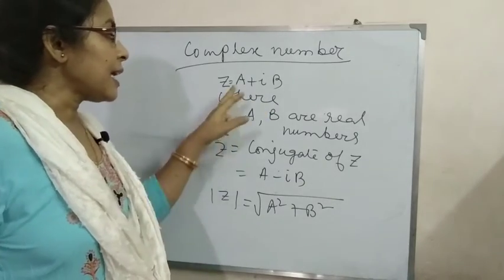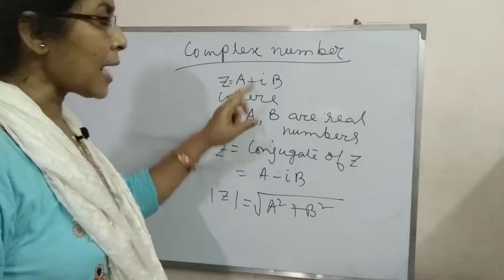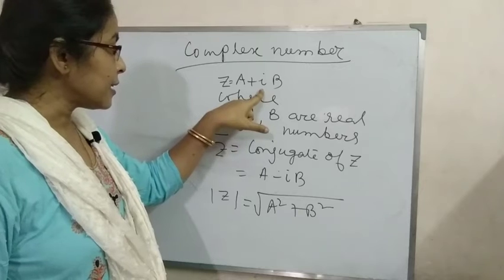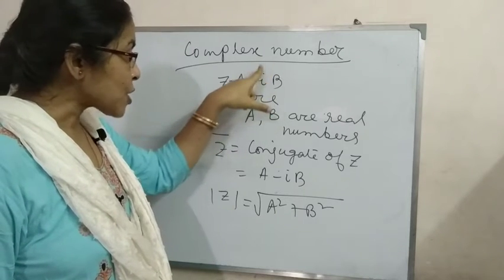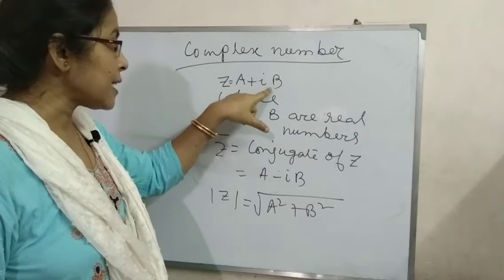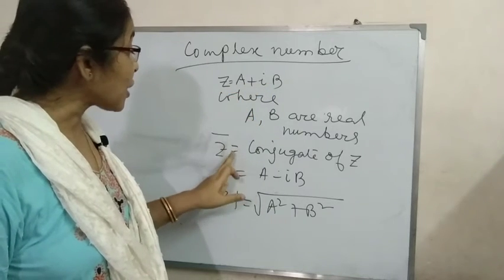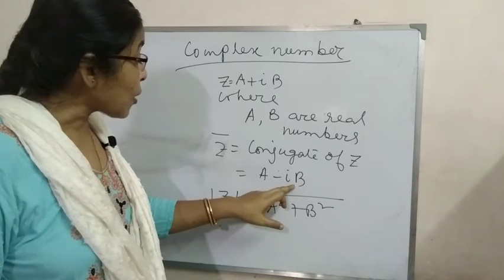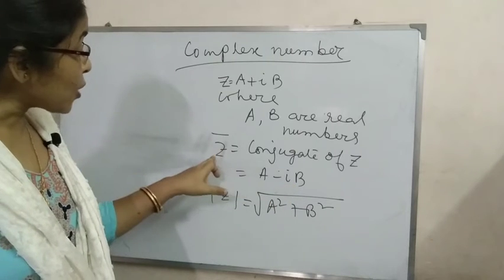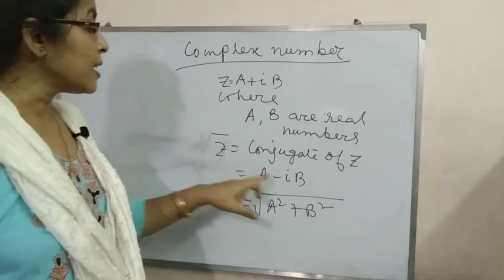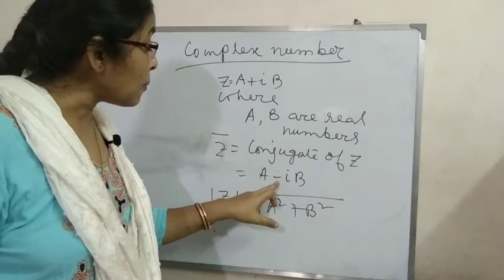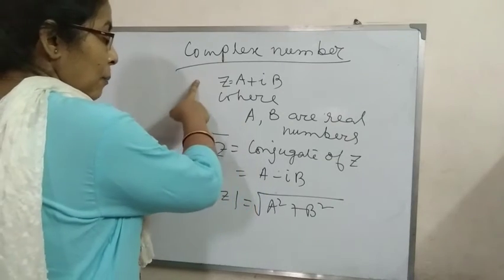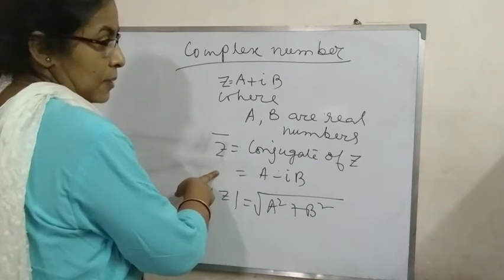In a plus ib, a is the real component of complex number and b is the complex component of complex number. And here in z, complex component of complex number is with positive sign, and complex component of complex number in conjugate of z, that means z bar, is with a minus sign. Okay, this is the difference between complex number and the conjugate complex number.